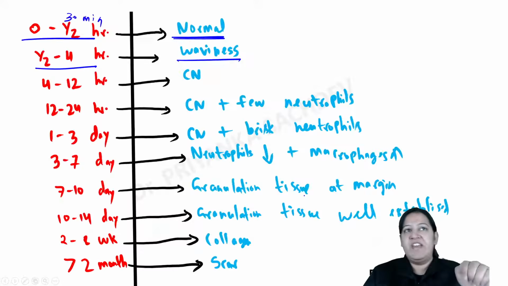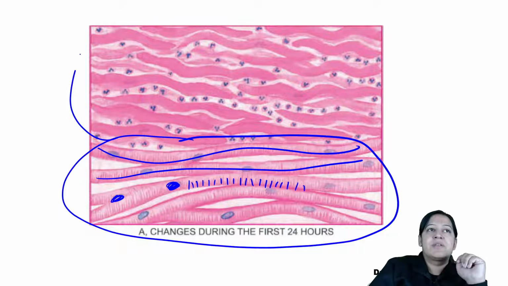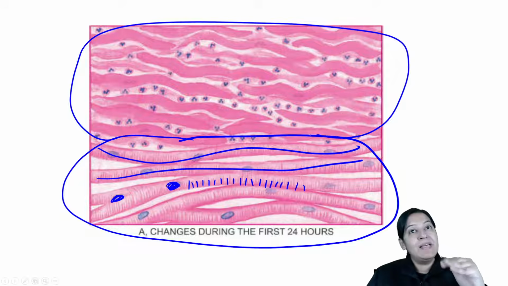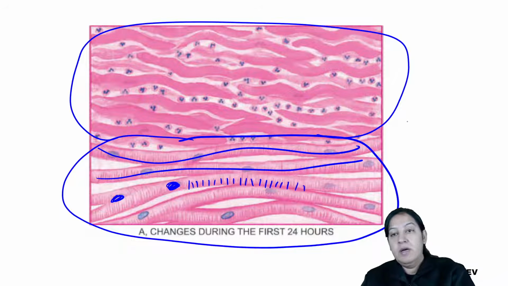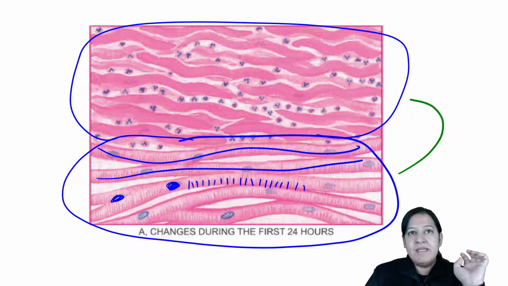Only waviness is there. From 4 to 12 hours, coagulative necrosis is there. You know, coagulative. Now see the upper half of this diagram. Please see and compare the myocardial fibers in the lower half and in the upper half. Please see, I'm drawing here.